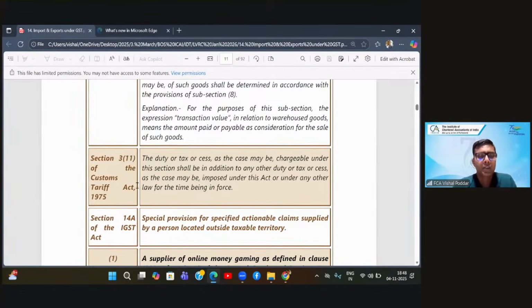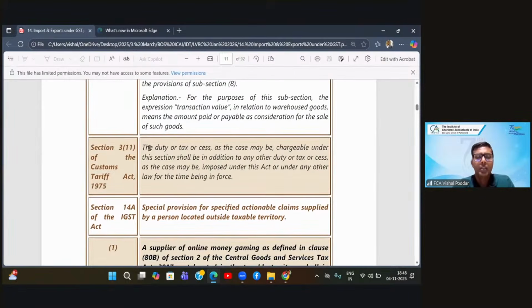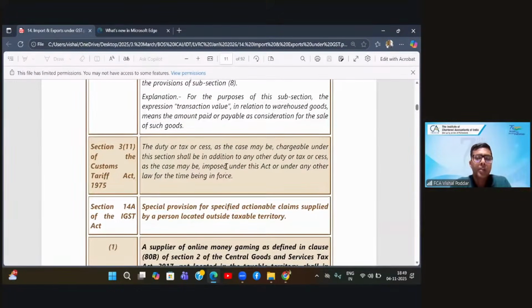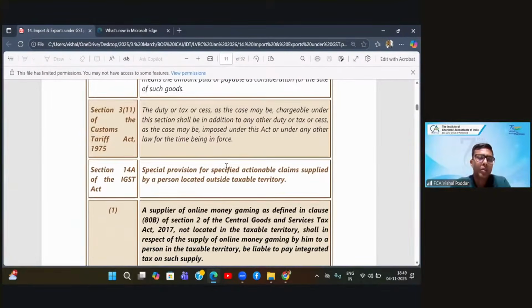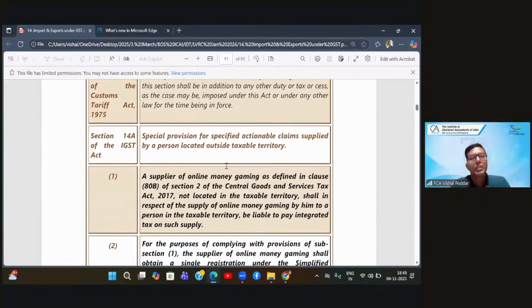Section 3(11) of Customs Tariff Act, it says what? The duties or tax or excess as the case may be chargeable under this section shall be in addition to any other duty taxes as may be imposed under this act. So they are talking about which duty says. So they are saying that whatever tax or duty is applicable will be in addition to any other tax duty applicable. So basically we are talking about the compensation cess here.